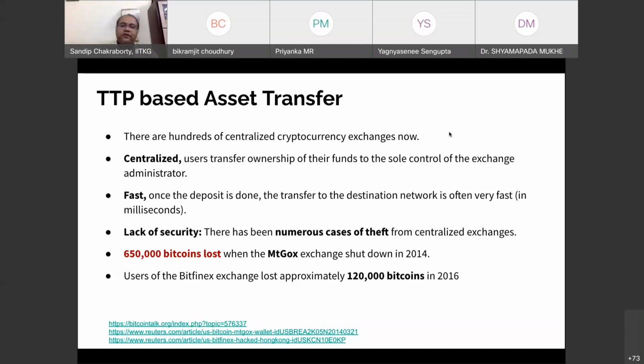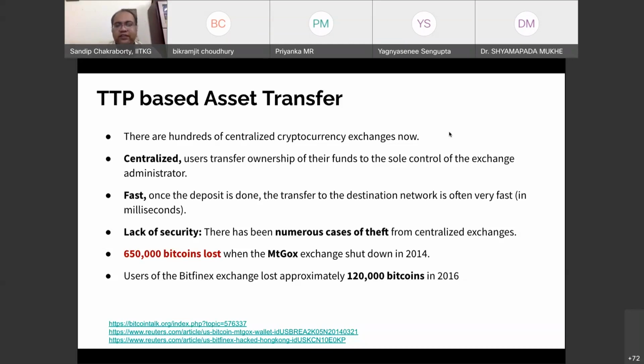The advantage of using such an exchange or trusted third party is that the transaction is very fast. Once you deposit the money to the exchange, the exchange can immediately transfer the amount to the other network. But the problem is the lack of security. As I have mentioned, you are explicitly putting your trust on the exchange that they are not going to do any kind of malicious behavior, but that didn't happen in reality.